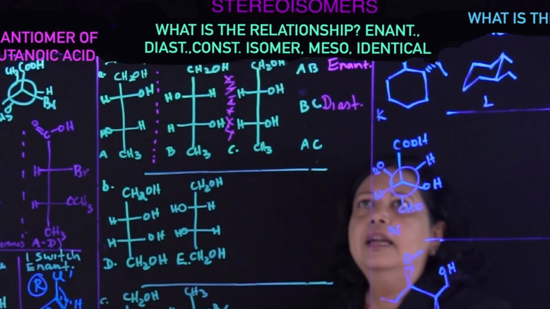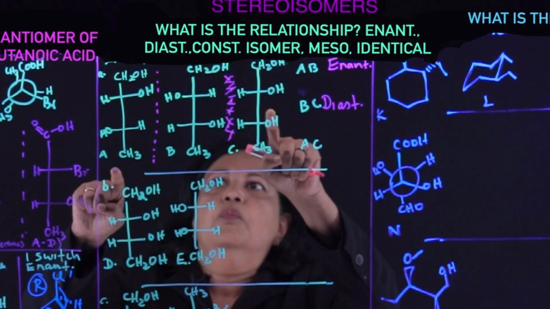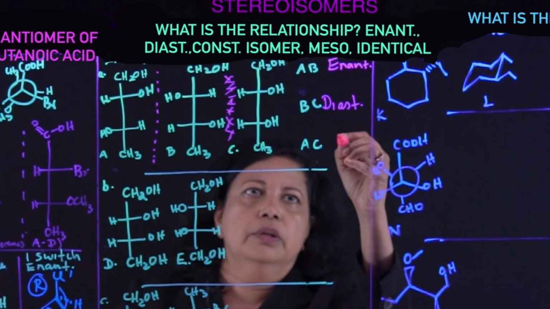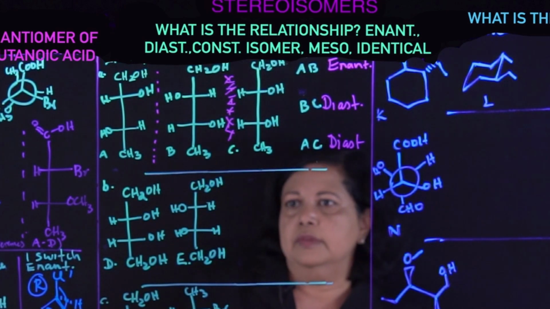All right, let's look at A and C. Same deal here, A and C. One's the same, the other one is switched. So those are also diastereomers. Good, let's move on over here.